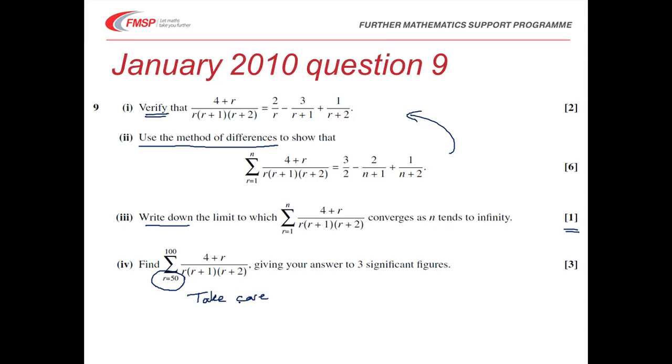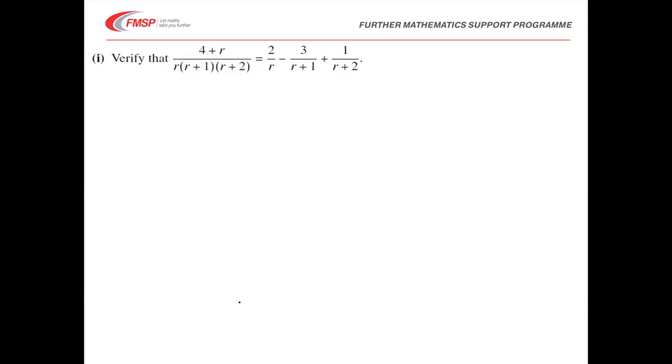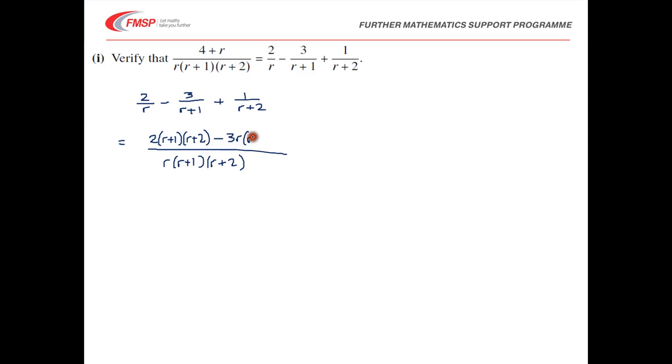Okay, let's tackle the different parts of this. So the first step is verify. So I'm going to start with the right hand side because it's easier to merge separate things into a single term than to separate them out. I'm going to put the whole lot over r, r plus 1, r plus 2. So I've multiplied the first term by r plus 1 and r plus 2. The second term I've multiplied by r and r plus 2, and the third term I've multiplied by r and r plus 1.